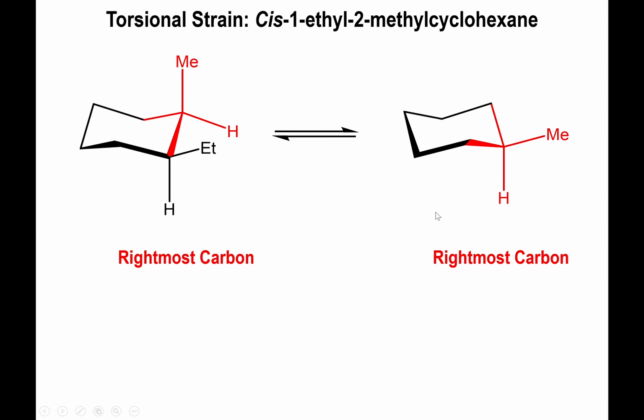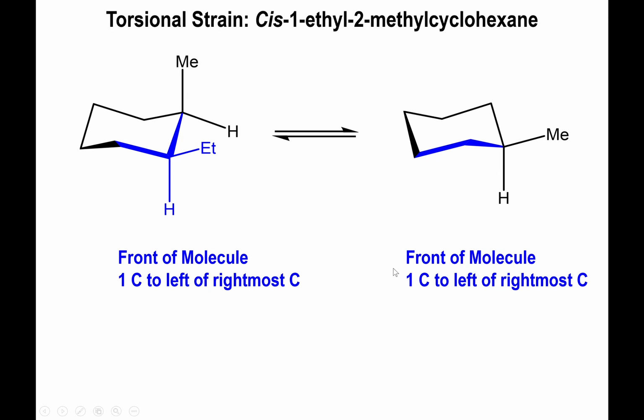And then, as I said, the ethyl group here is on the front part of the molecule, but one position to the left of the rightmost carbon. So over here, we're going to be on the front part of the molecule and also one position to the left. So we're talking about this carbon right there. And since the ethyl group was above the hydrogen, it must remain above the hydrogen in the structure.